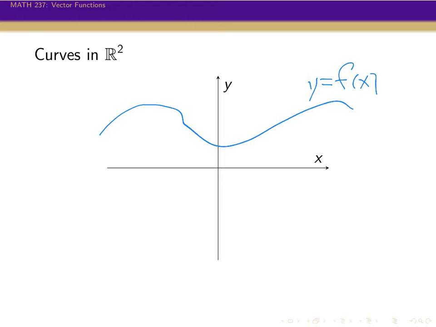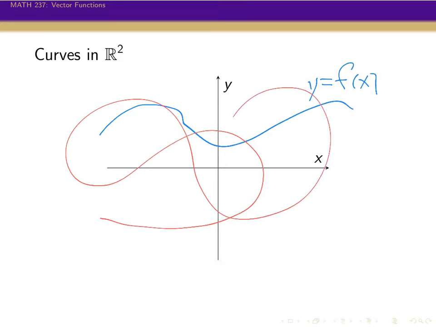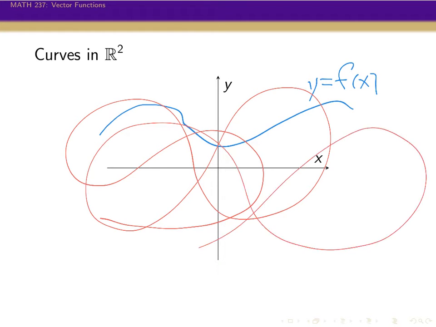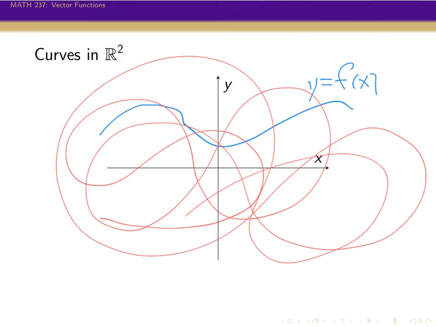Having y be a function of x is actually very restrictive because it means we can only have one y value for each x value. Whereas if we think about curves in general, they look more like this, and they can double back on themselves, and they can go all the way around. And so this is the type of object that we're really going to be trying to parameterize today. Something in this wild red stuff rather than the very tame f of x stuff.